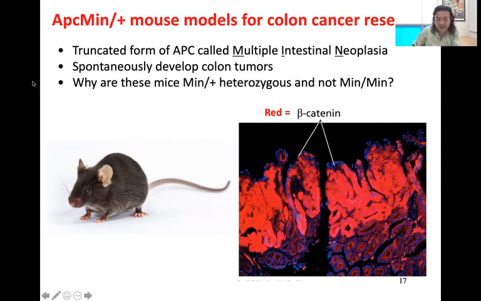Here's a question. These APC min mice are technically min/plus heterozygous. Why are they not bred to be min/min? Why are they bred to be heterozygous and not homozygous for the defective allele?